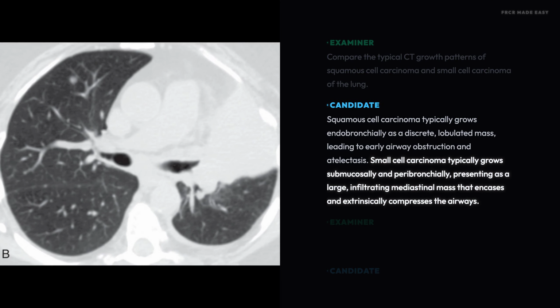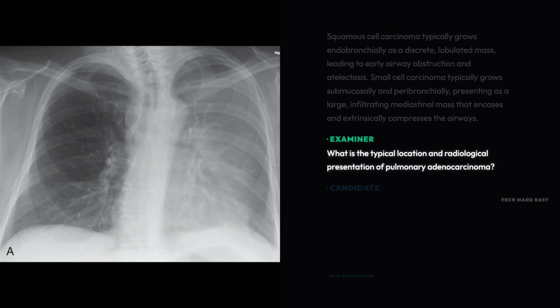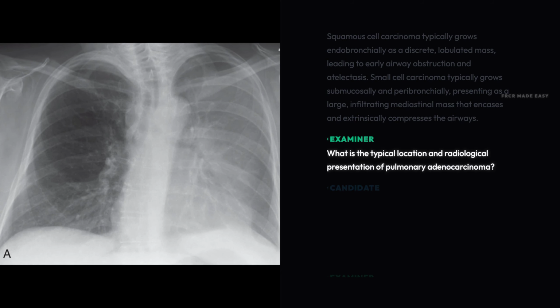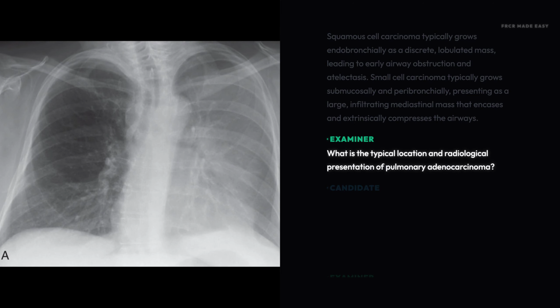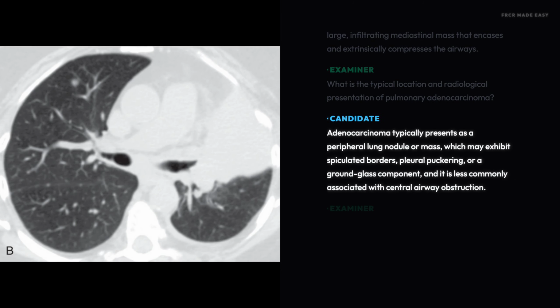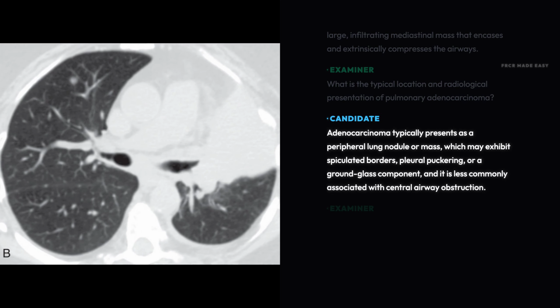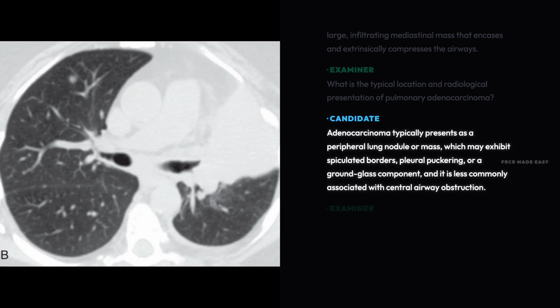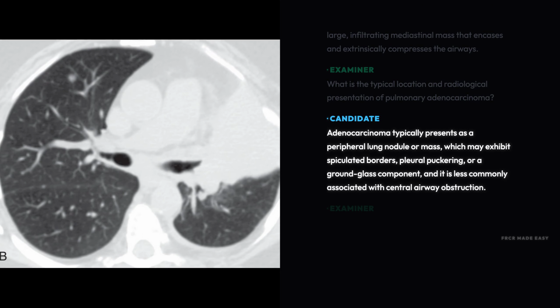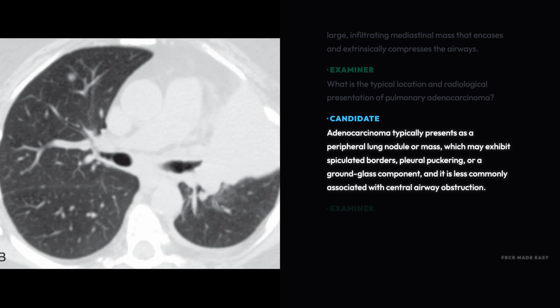What is the typical location and radiological presentation of pulmonary adenocarcinoma? Adenocarcinoma typically presents as a peripheral lung nodule or mass, which may exhibit spiculated borders, pleural puckering, or a ground glass component, and it is less commonly associated with central airway obstruction.